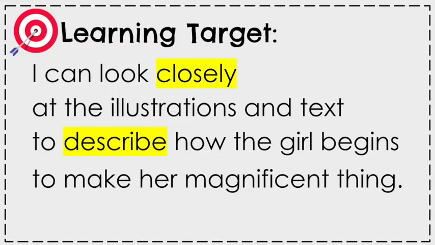Today's learning target says, I can look closely at the illustrations and text to describe how the girl begins to make her magnificent thing. Let's read that learning target one more time. I can look closely at the illustrations and text to describe how the girl begins to make her magnificent thing.